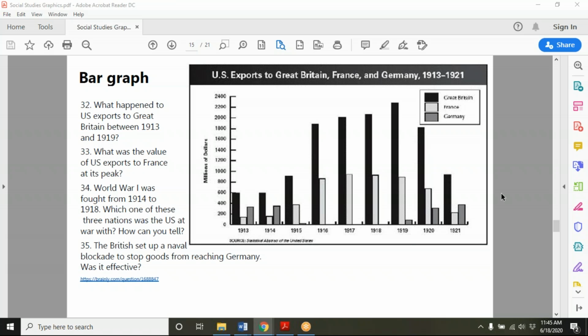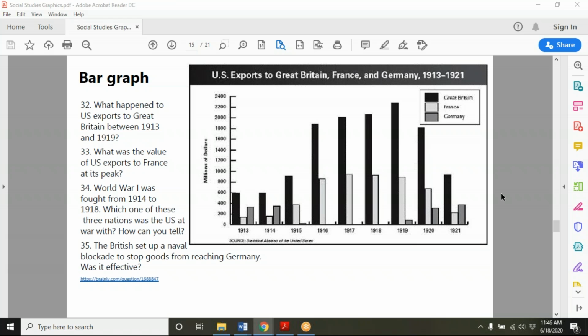Yeah, this is just exports to those countries, but I bet if we were looking at a graph of imports from those countries, I can't imagine we're buying many German goods during a war. So that tells you something. If these countries weren't labeled, if they were labeled country A, country B, country C, you'd be able to tell country C, if it's that dark gray, is at war with the United States. You could make that assumption, right? So bar graphs give you enough information to make some assumptions like that.